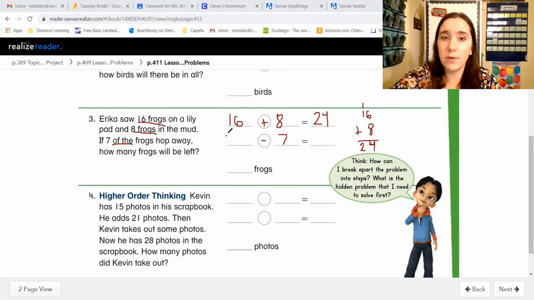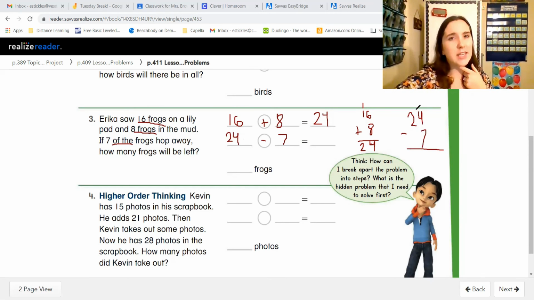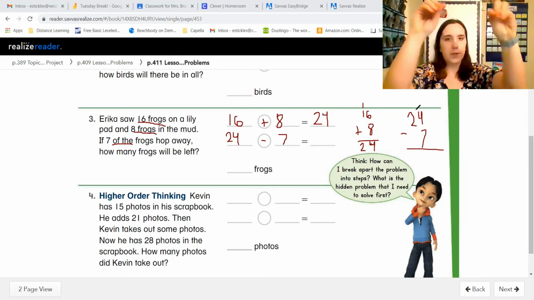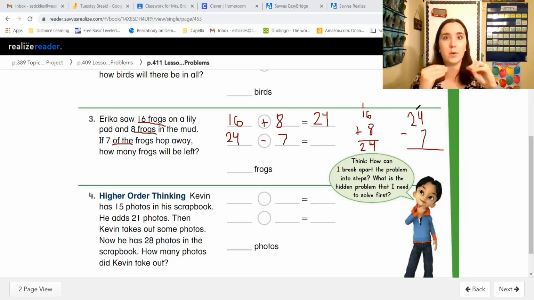Now I'm going to bring my 24 frogs down here to solve my second step. There were 24, but then 7 of them jumped away. So we're going to subtract 7 from 24. So 24 minus 7. Well, let's see, 4 minus 7. I can't do that. Don't do 7 minus 4, friends. No, no, no, no, no. You have to go from the top to the bottom with your subtraction. Okay, so make sure you don't just flip-flop the numbers.